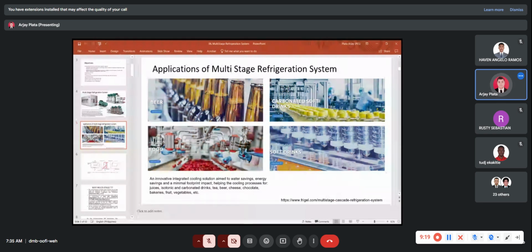So yeah, that's the example. That's the examples of applications of multi-stage.